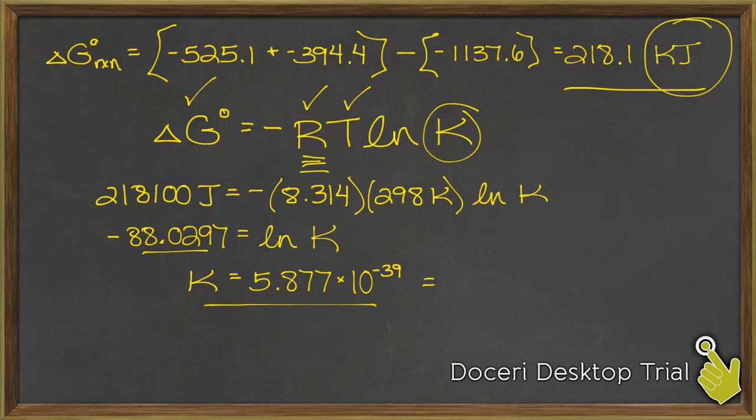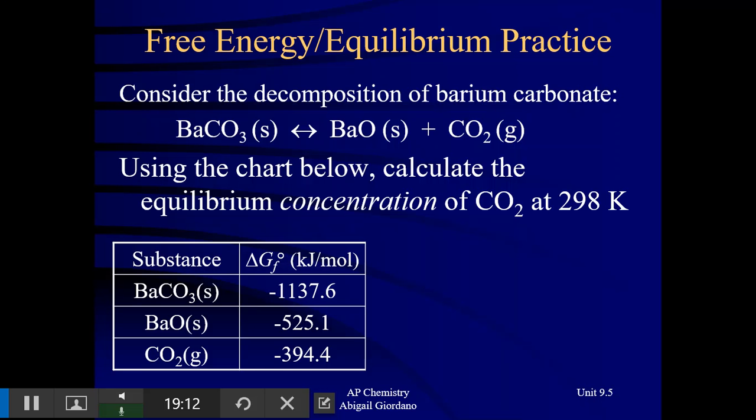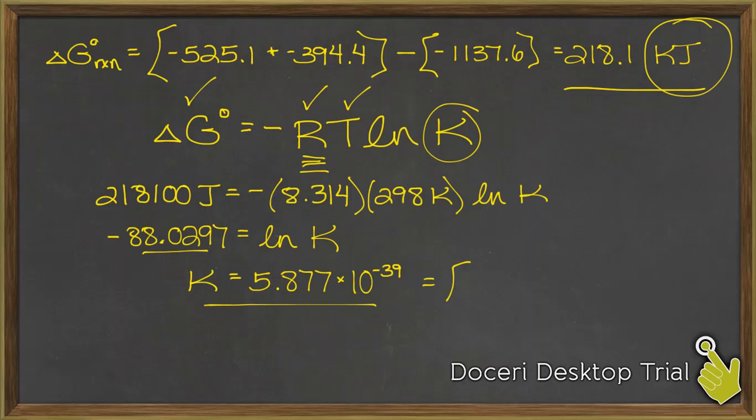Now let's finish the question. We've got the K value, but it asked, what is the equilibrium concentration for carbon dioxide? Look at the reaction. Please pay attention to states of matter. When you write an equilibrium expression, what states of matter get included? Gases and aqueous only. Solids are excluded. So here's my equilibrium expression. It's the only thing that gets included.